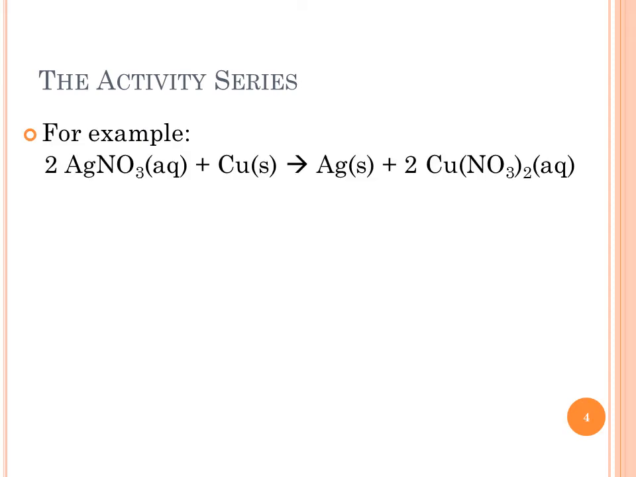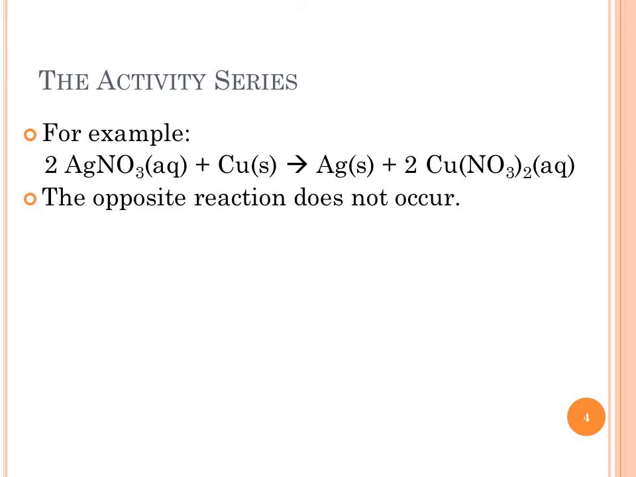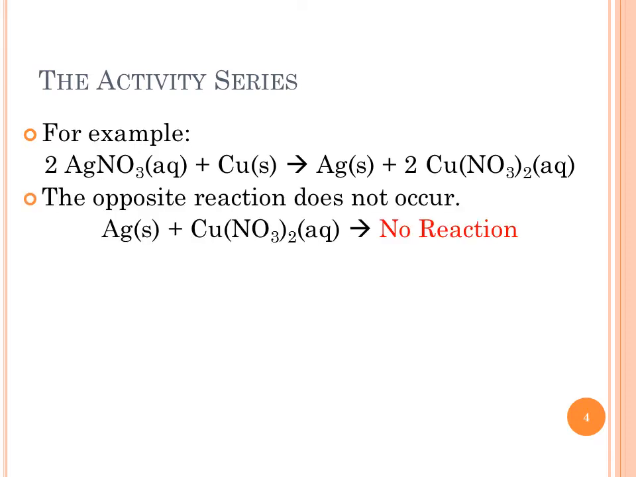For example, if I react silver nitrate with copper metal, I'll produce silver metal and copper 2 nitrate. The reverse reaction does not occur. That is, if I were to take silver metal and put it in a solution of copper 2 nitrate, I get no reaction. So these replacements do have a direction, and a less active metal will not replace a more active metal, or a non-metal in the case of the non-metal replacements.